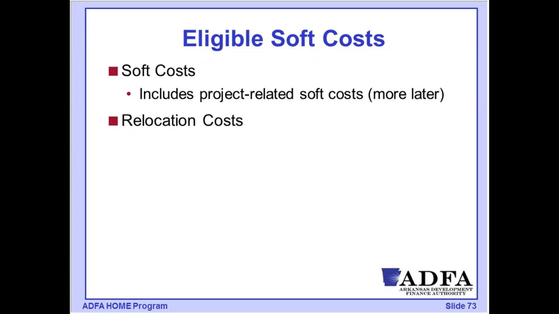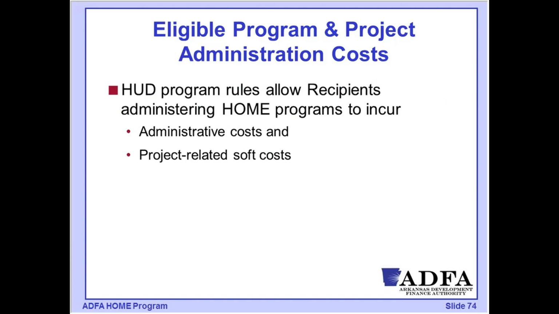Also, things that would be included would be any of the soft costs that might be related to that project. And we're going to talk a little bit later in this section, a little more specifically about how we define what those costs would be that would be included in this. I also mentioned that relocation, if we were dealing with relocation, could be something that would be eligible.